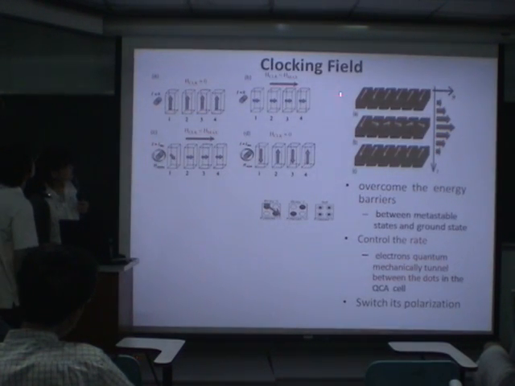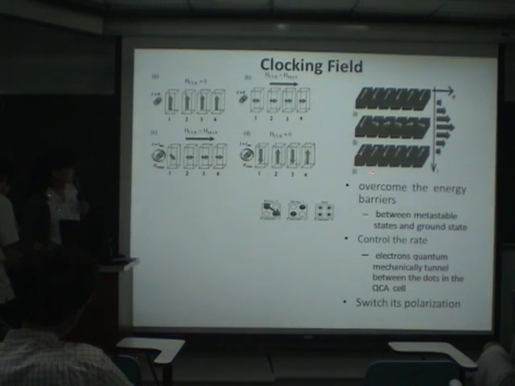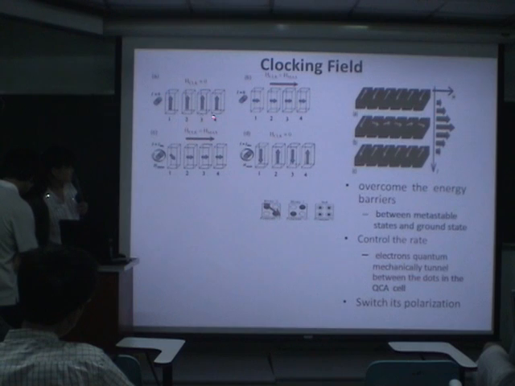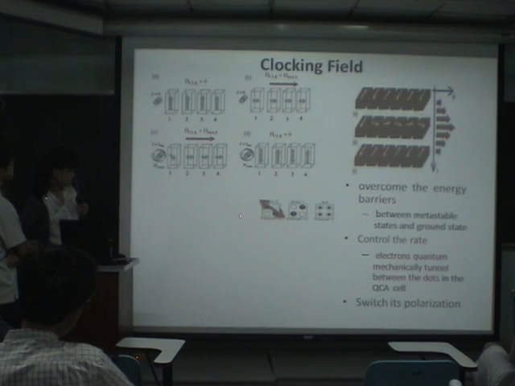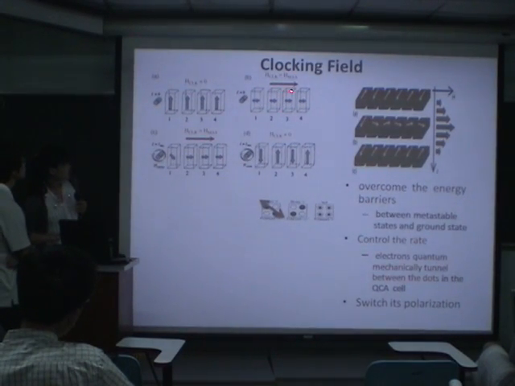Next, we see how the clocking field affects the magnetization of the narrow magnet. We can see it has some functions. First, the clocking field can overcome the energy barriers between the metastable states and the ground state. Second, it can control the rates at which electrons quantum mechanically tunnel between the dots in the QCA cell, and thus it will switch its polarization. So that is what the clocking field can do.